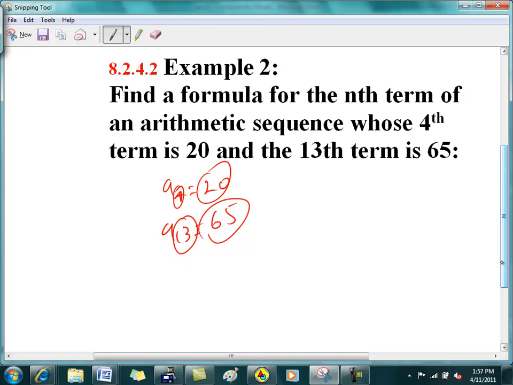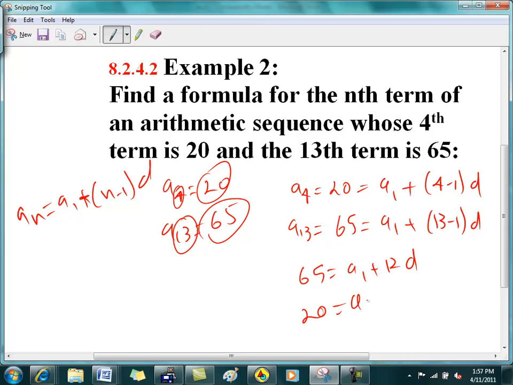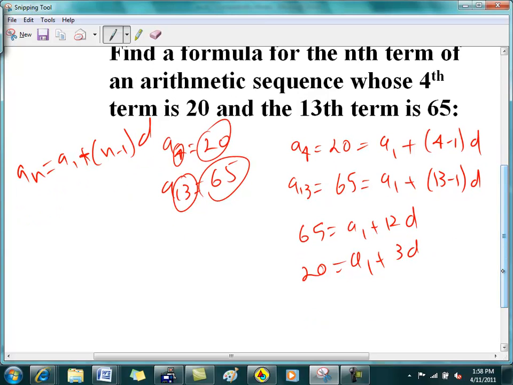That's not really the way you want to do it. It worked out this way, the problem just happened to be that way. But you really want to use this: a sub 4 equals 20 equals A1 plus 4 minus 1 times D. This comes out of the formula that I gave you earlier. And then a sub 13 equals 65 equals A1 plus 13 minus 1 times D. So you've got two equations. Everybody with me on that? Then if you subtract the two equations, you get 45 D equals 90.